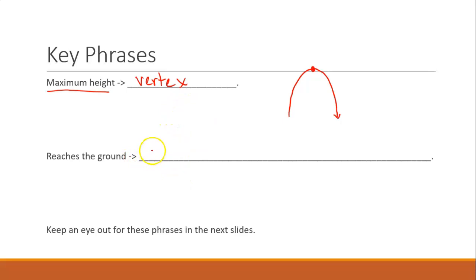Or if it reaches the ground, then you're saying that the height is 0. If I'm all the way down here, if I throw something into the air and it hits the ground, it's laying directly on the ground. That means that the height is equal to 0. So I want you to put these in your notes so that you know what you're looking for, and keep an eye out for these phrases in the next few slides.